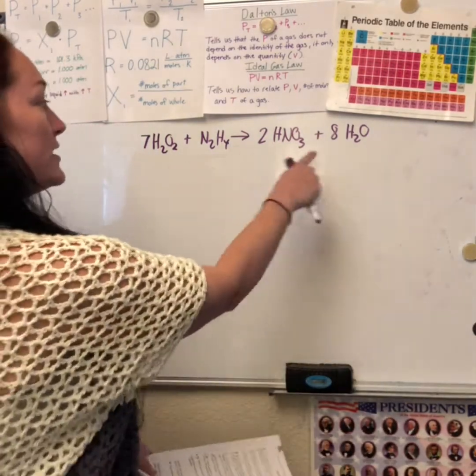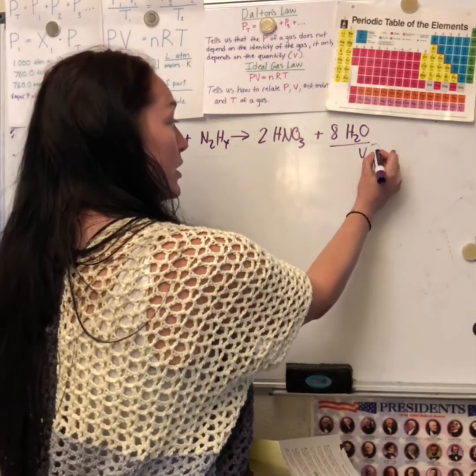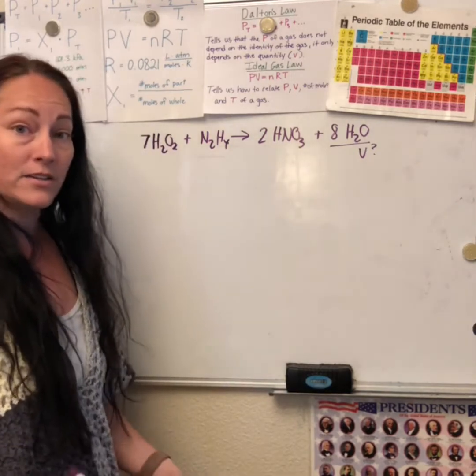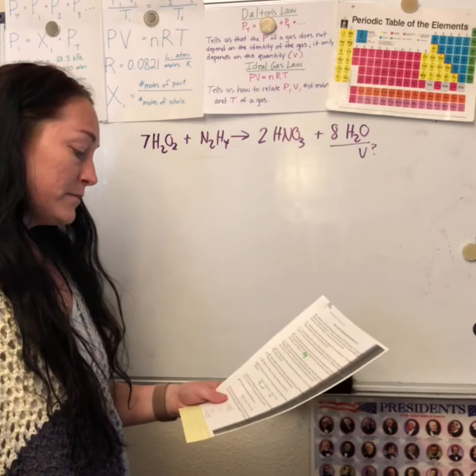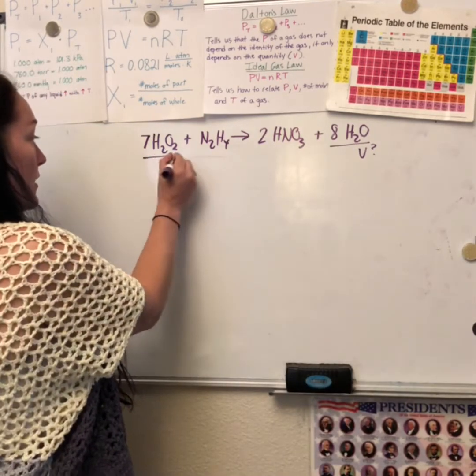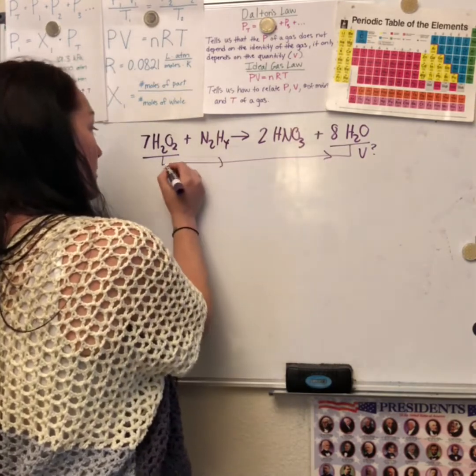So if I look up here, I see this is water. It's a gas, so this is water vapor. Underline it and put a question mark for volume. That's my end goal. And then what did they give me? They gave me 1,500 grams of H2O2. So I'm going to underline that. That's going to be my starting point to get over here. So I'm moving all the way over.